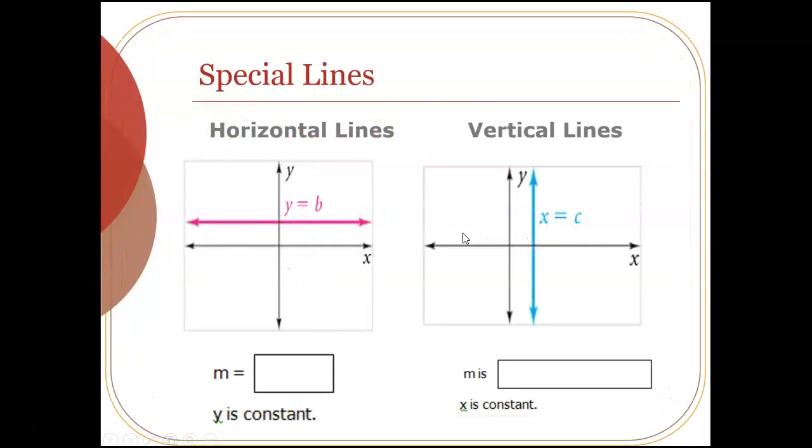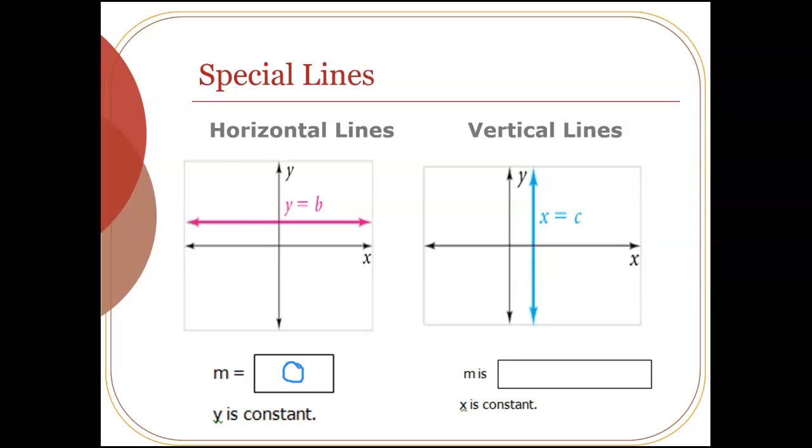Our first two special lines are horizontal and vertical. A horizontal line is a line whose slope is 0. The y value is a constant. So the equation of a horizontal line is y equals b, where at any given point on your line, you have the point x, comma b.